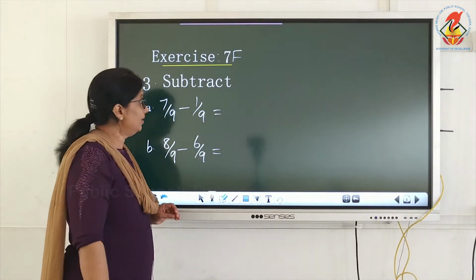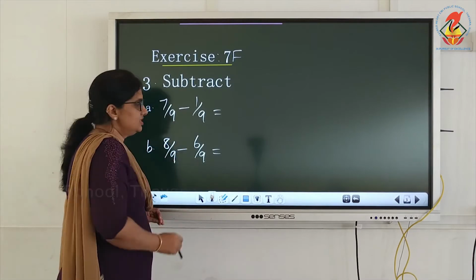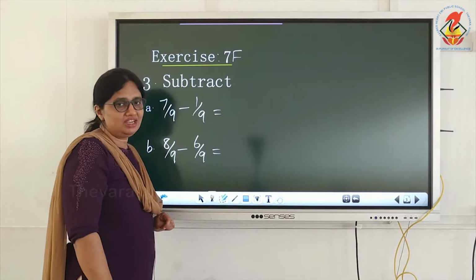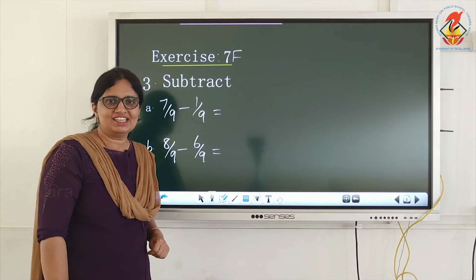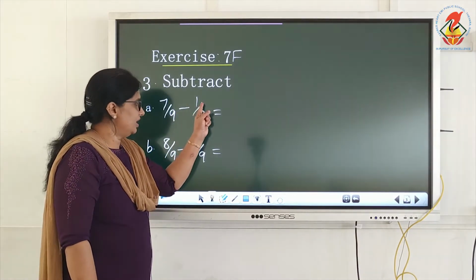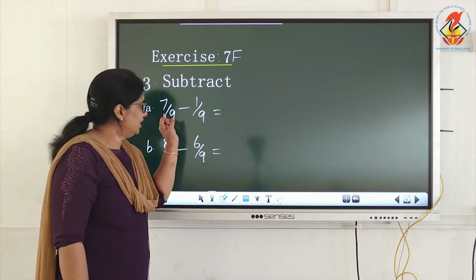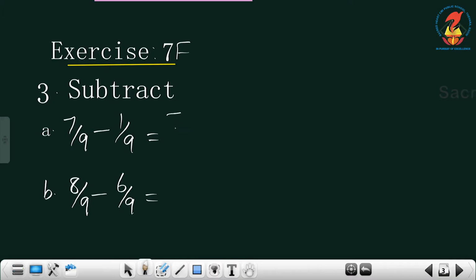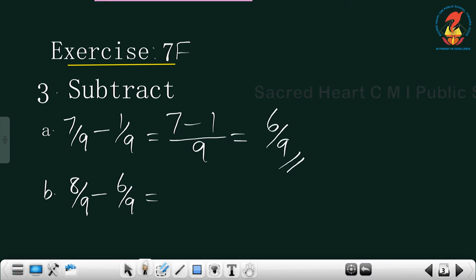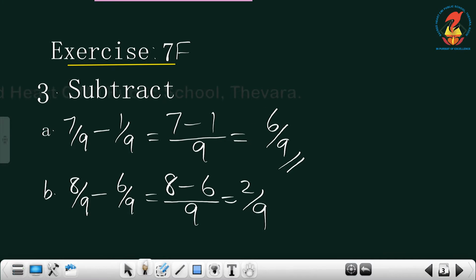Exercise 7F, and subtract. First question is 7 by 9 minus 1 by 9. How can we do this? 7 minus 1, that is the numerator, and denominator is the same, that is 9. 7 minus 1, 9. That is 6 by 9. And the next one is 8 by 9 minus 6 by 9. How can we do this, children? 8 minus 6 by 9, that is 2 by 9.